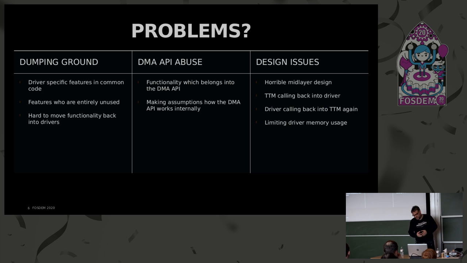Additionally, those page pools make assumptions about how the DMA API works internally. This then works together with things like the IOMMU, where you have an MMU block, a memory management unit, in the south bridge, which also maps your DMA address coming in from the graphics hardware into the physical system address.